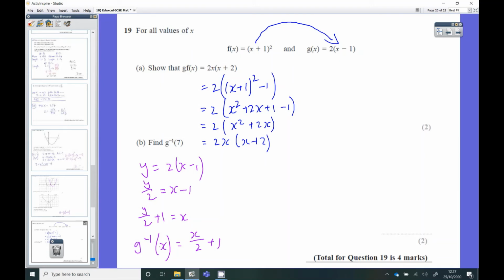This inverse machine does the opposite of the g function. So if you had put some input into the g function, you would get some output. That same output, if you put into our inverse function, it would take you back to the original input. So here's our inverse function for g. Now we've got to pop 7 into this machine. So our inverse function of 7 is 7 over 2 add 1, which is 3.5 plus 1, which is 4.5.